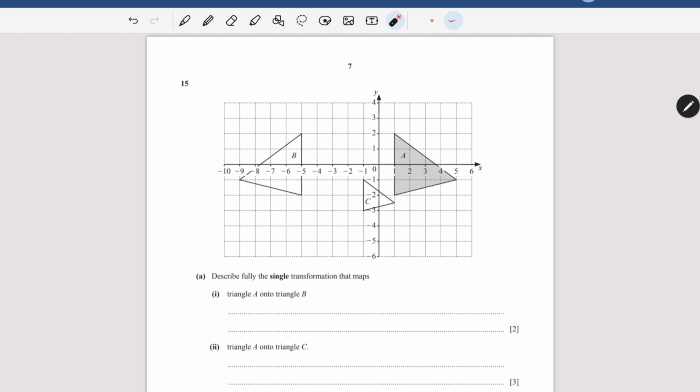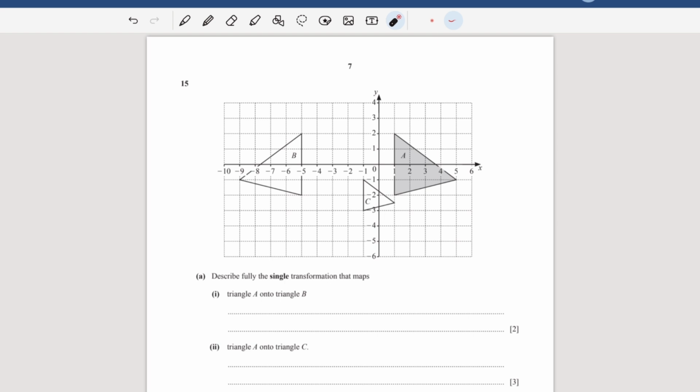Okay, so that means it's not an enlargement. It could be a rotation, or a reflection, or a translation. Now when you look at both the triangles, you can see that they are actually mirrored to each other. Triangle A and triangle B are mirrored to each other, which means that it is a reflection. If it is a reflection, we need to know what is the line of reflection, the line that both triangle A and triangle B are mirroring to each other.